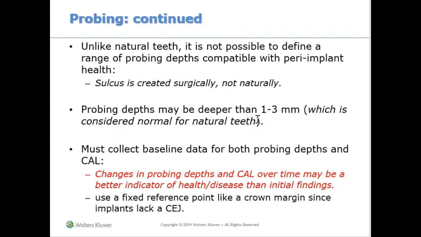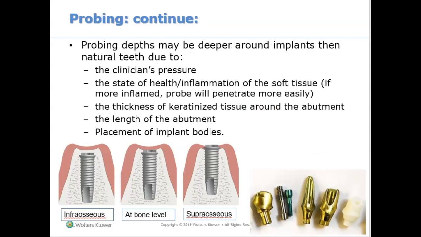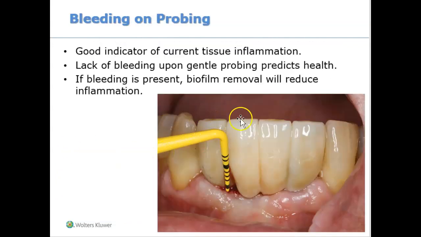What can sometimes happen is you could have 4 millimeter pockets, so deeper than 1 to 3 millimeters, which is okay for implants. Just check their radiographs, make sure there's no additional bone loss. And here we can see a plastic probe. Sometimes you can use plastic probes, sometimes you can use metal probes. They used to say to only use plastic probes, but now new research has come out and said that metal probes are just as safe.